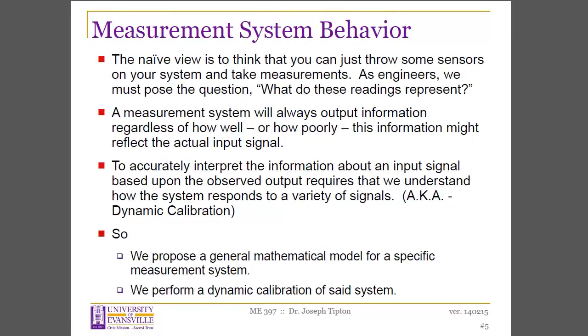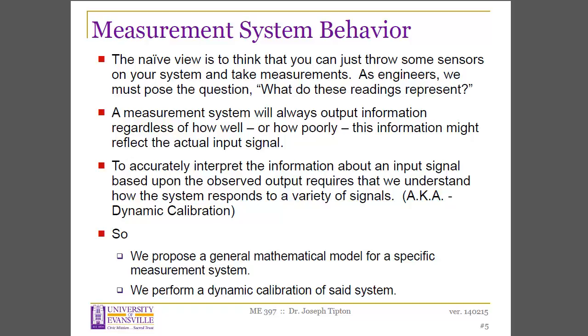Let's talk a little bit more about how measurement systems respond to dynamic signal inputs. The naive view is to think that we can just throw some sensors on our system and take measurements, and those will perfectly match the real signals we're trying to record. A measurement system is always going to output information regardless of how well or how poorly that might reflect the input signal. So to figure out how the output of the measurement system relates to the input from the signal, we have to calibrate it, calibrate the dynamic system.